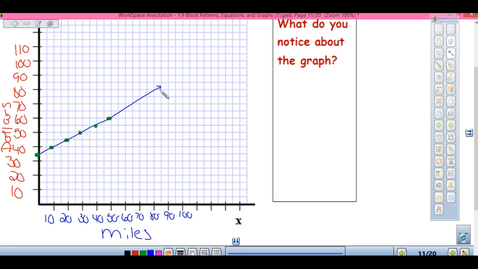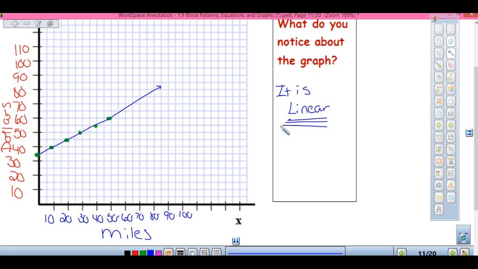Okay, so I can't even, so what does this make? It makes a what? A line, yeah. So what do you notice about the graph? Now here's the deal, anytime we're talking about a line, we say linear.